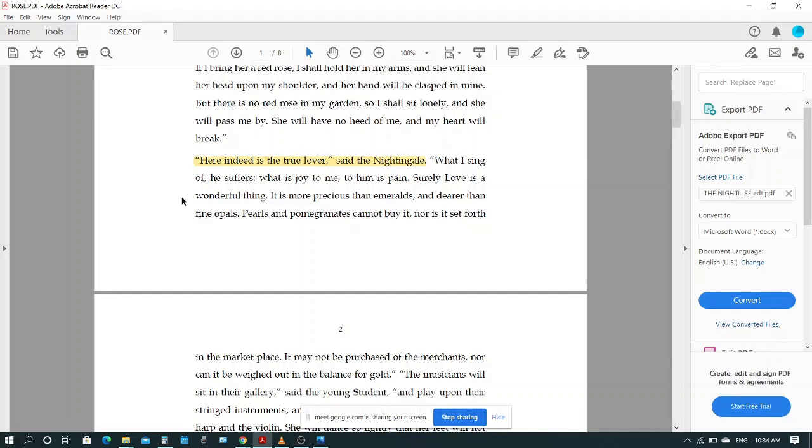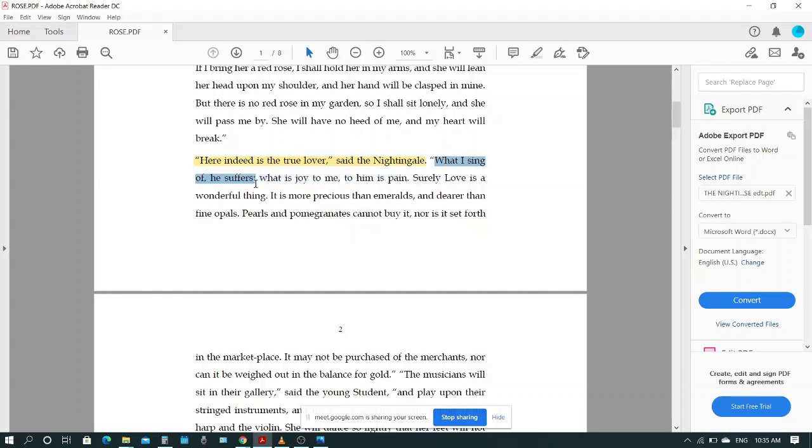Okay, it's a wonderful thing that you can understand and you can also appeal it to yourself somewhere. Okay, so here indeed is a true lover. It is repeated by the Nightingale. What I sing of he suffers.